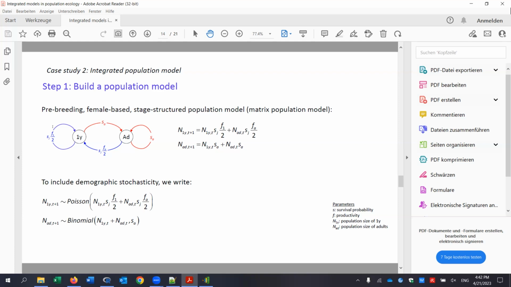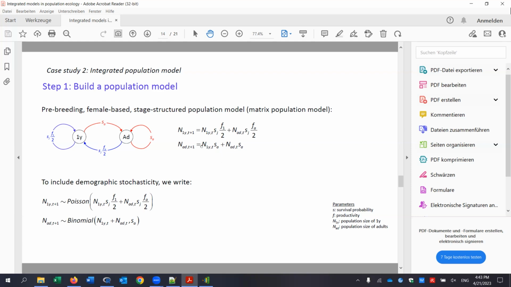That's for F1. Because we just take the females, we divide by 2, and then these individuals have to survive with juvenile survival probability to become a 1-year-old individual in the next year. Adults can also contribute to recruitment, of course. They have another output, FA, as their output divided by 2, and these young have to survive.